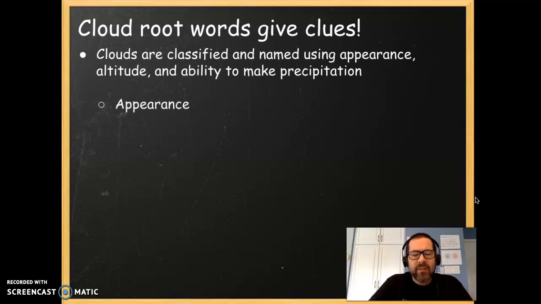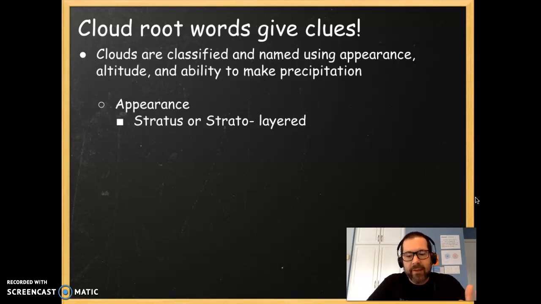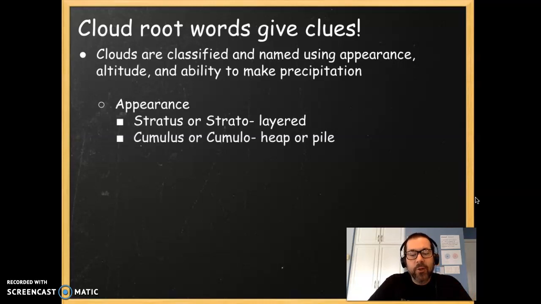So let's take a look first at the root words that indicate the cloud's appearance. Stratus or strato, and these are all Latin, by the way, are root words that mean layered, okay? Cumulus or cumulo means heap or pile. So those are the two root terms that we concentrate on, that help to tell us the shape of the cloud.